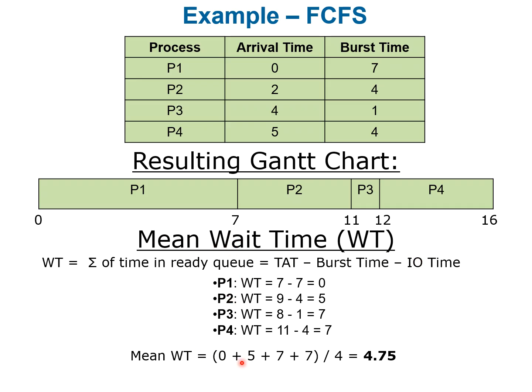So here we calculate that for all of our processes. P1 obviously gets scheduled right away, so it doesn't wait. P2 arrives at time 2, but doesn't get scheduled again till 7. So that means it waited for 5 time units, right? It arrived here at 2 and waited till 7. That's a difference of 5. And you can do that for all the processes and take the average to get the mean wait time for this example.